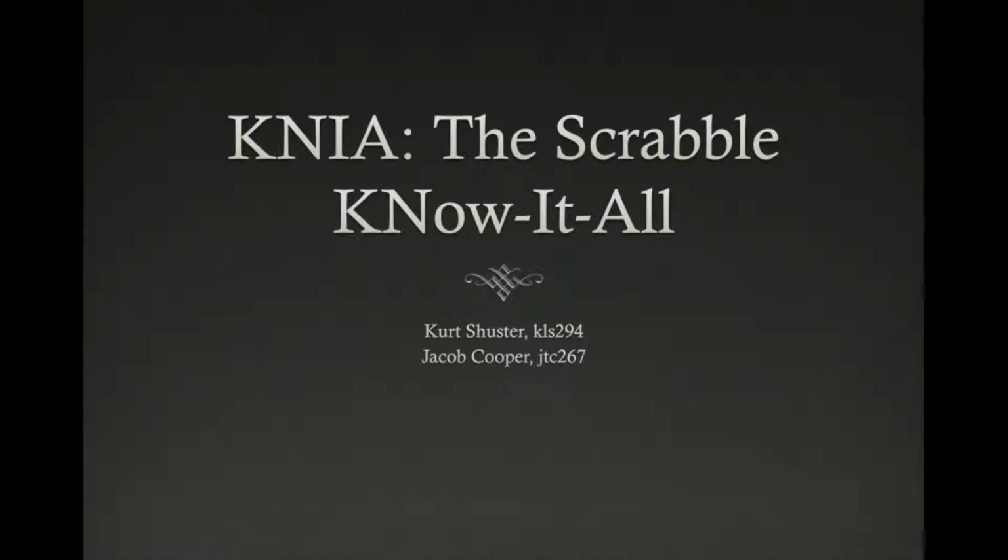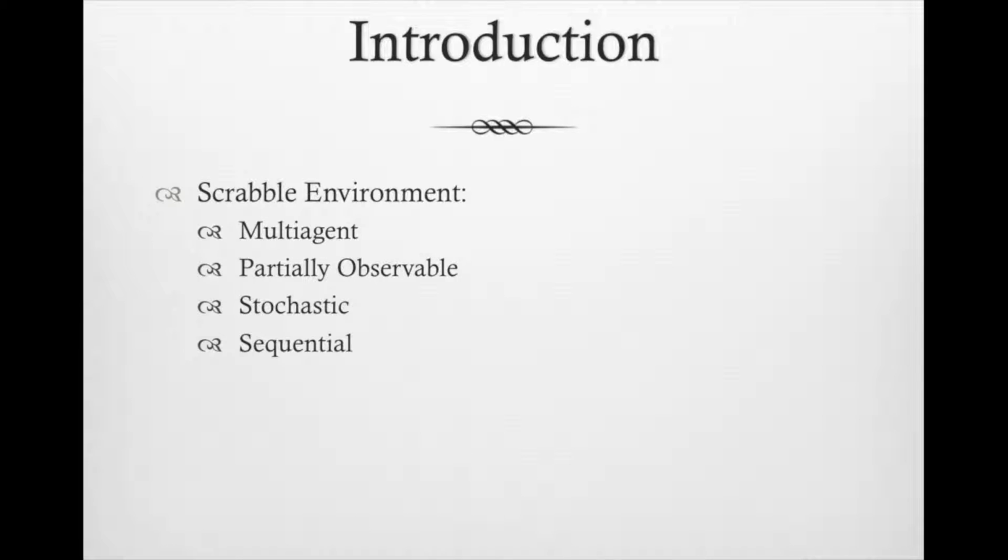We are Cornell students in CS 4701, Introduction to Artificial Intelligence Practicum, and we have made KNIA, the Scrabble know-it-all. The project was to design an artificial intelligence to do any task. We decided on a word game because we love playing word games.